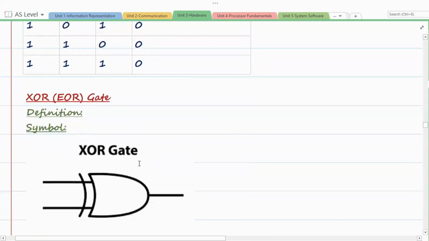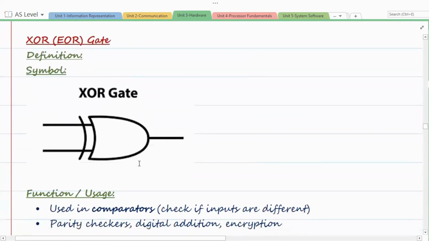The next gate is the XOR gate. The XOR gate is also known as the EOR gate. XOR means one or the other, but not both. You get 1 as an output only when the two inputs are opposite to each other. When they are the same, you get 0 as an answer.